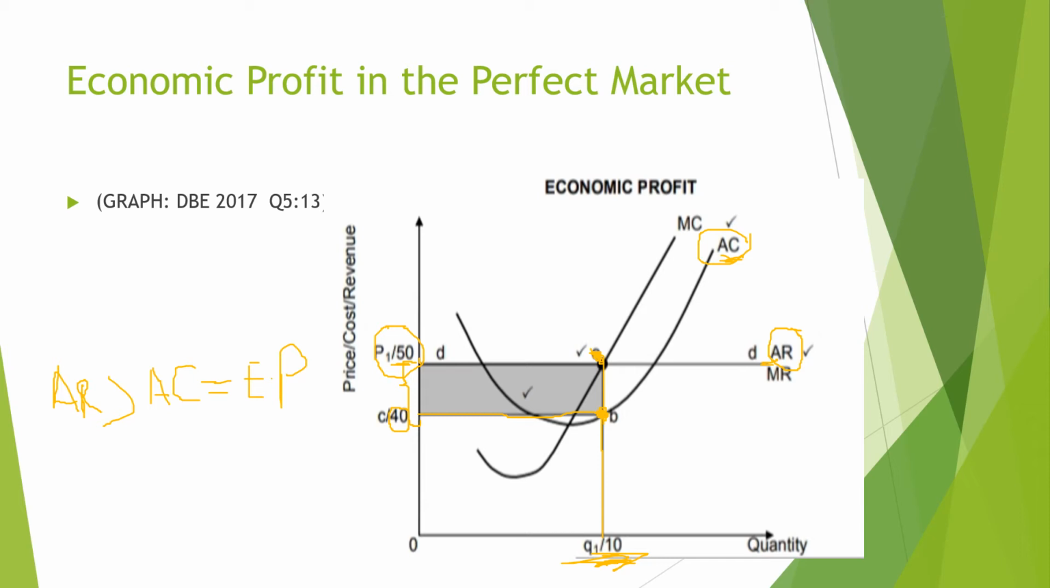So firms will be producing Q10 quantities there. They are selling Q10 at a price of 50 rand. Why? Because this is the average revenue, and it's also the marginal revenue, and it's also the price of the individual producer determined in the industry. So to calculate total revenue, we will say price multiplied by quantity. So it will be 10 multiplied by 50.